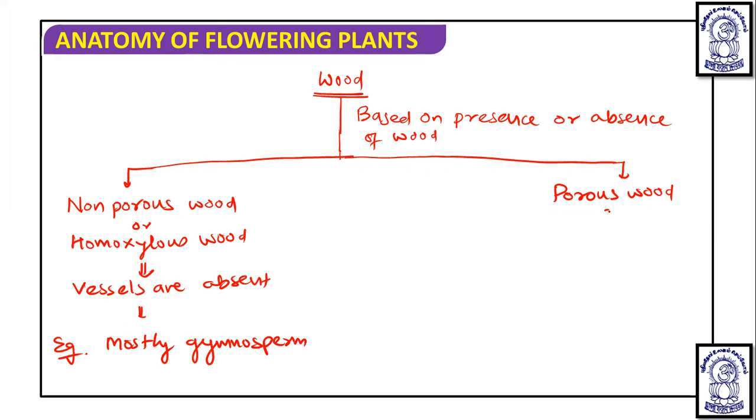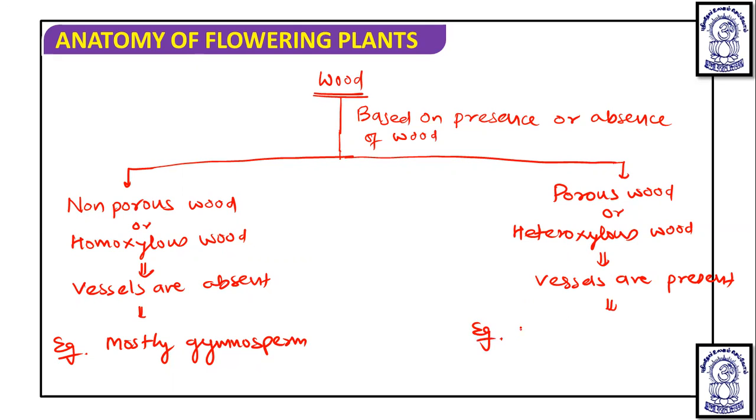Whereas if we talk about a porous wood or heteroxylous wood, then here vessels are present. And examples are mostly dicots, that is angiosperms. So this is the porous wood.